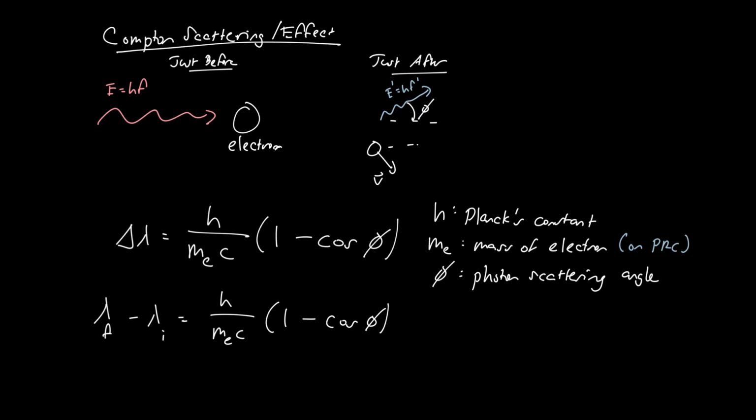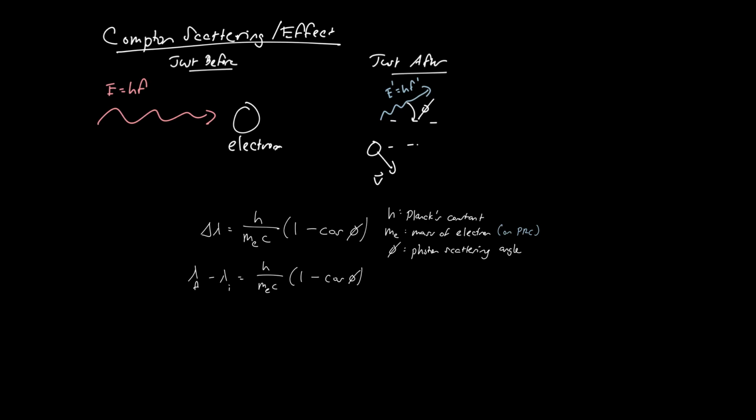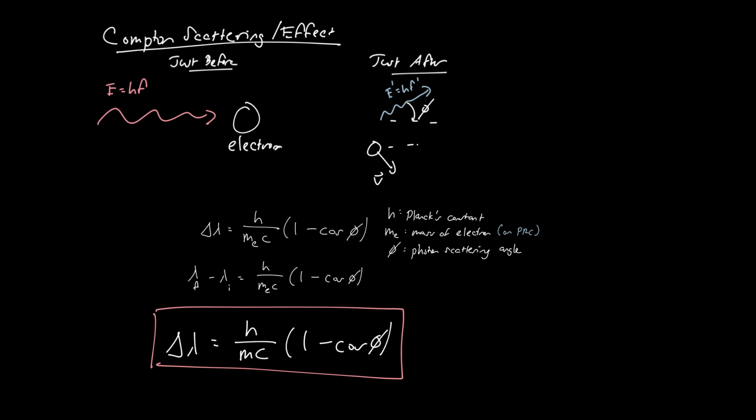So for Compton scattering, more generally, we can write this as change in wavelength equals h over mc times (1 minus cosine phi). And in this more general equation, which is on your PRC, m is just the mass of the target. Usually an electron, but it's the mass of the thing that you're scattering off of.